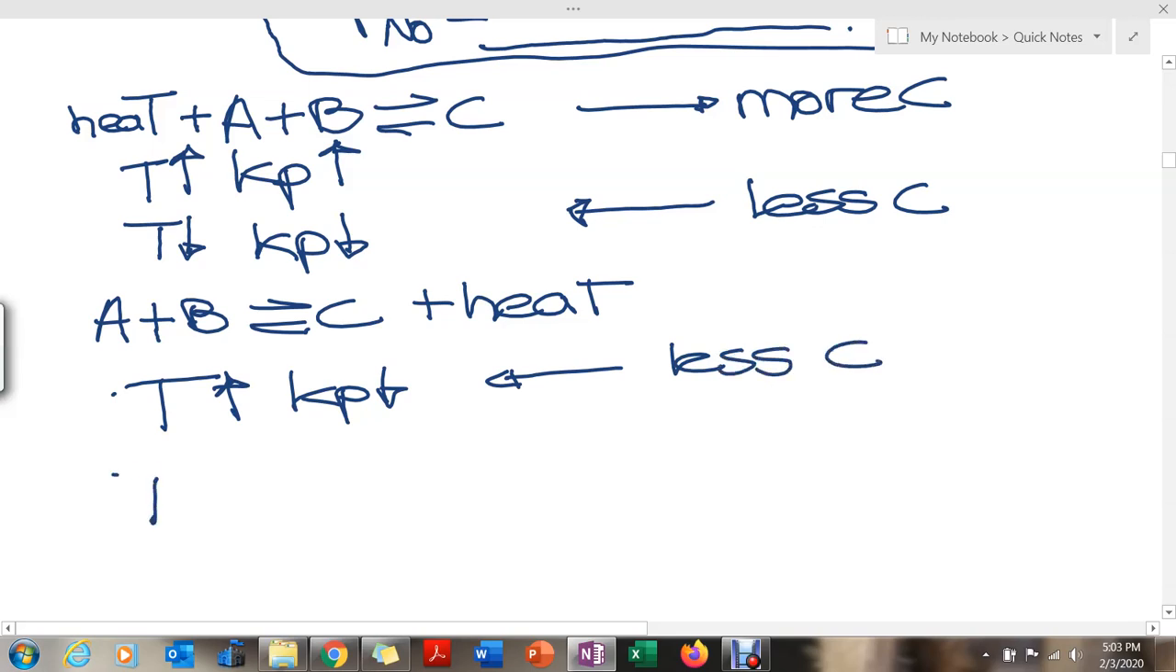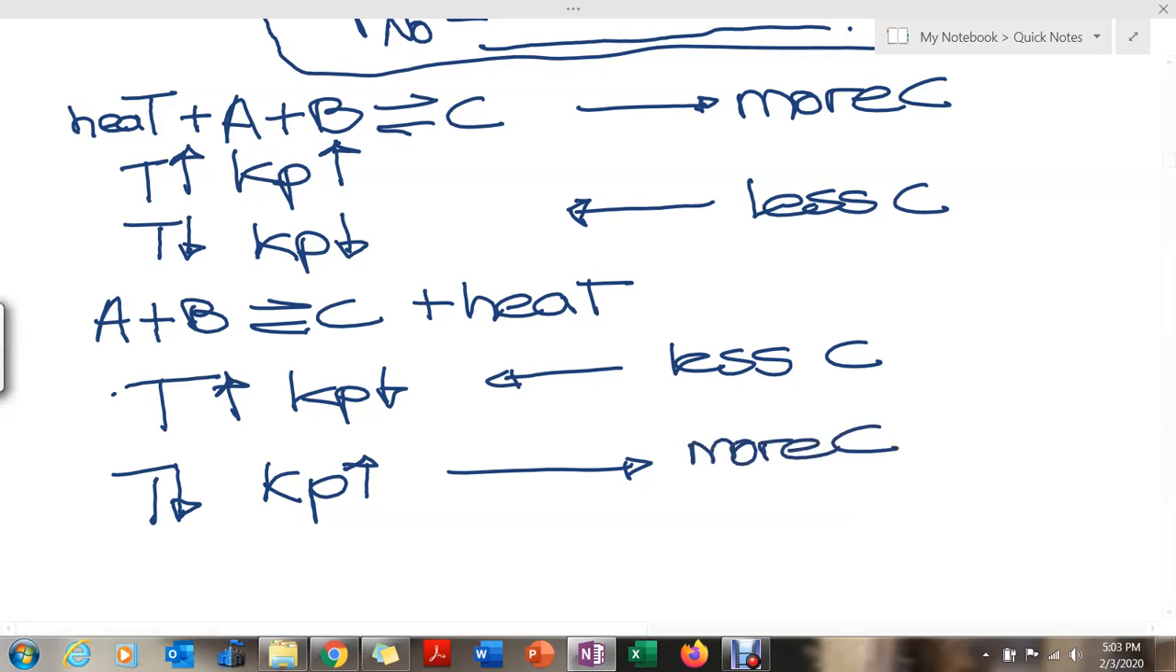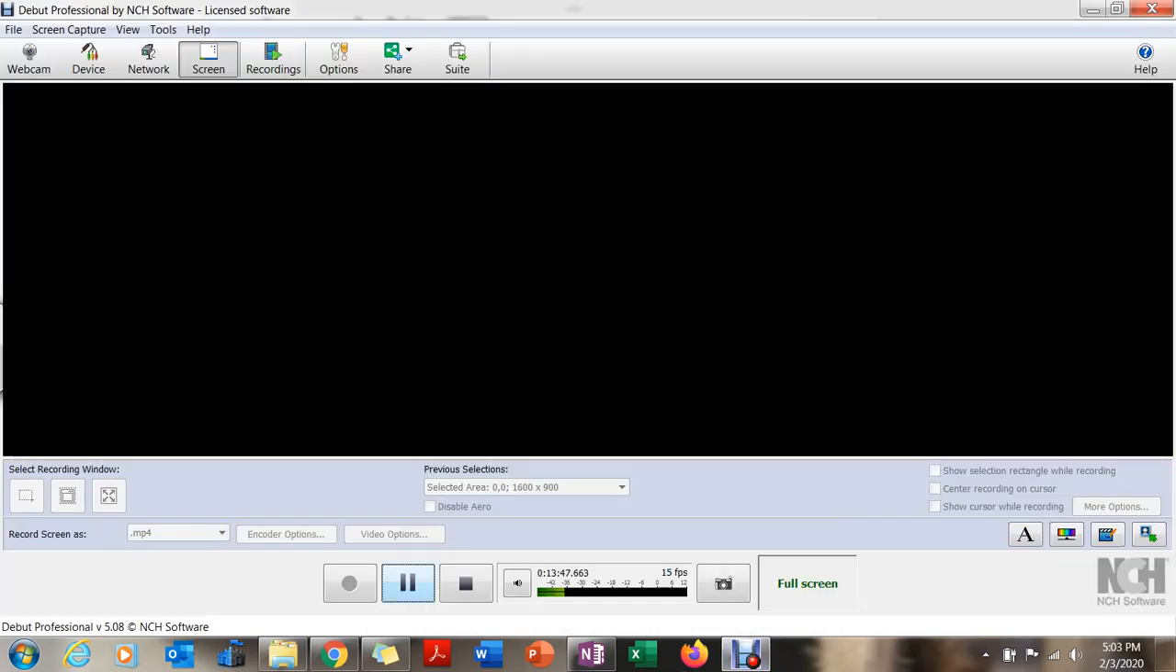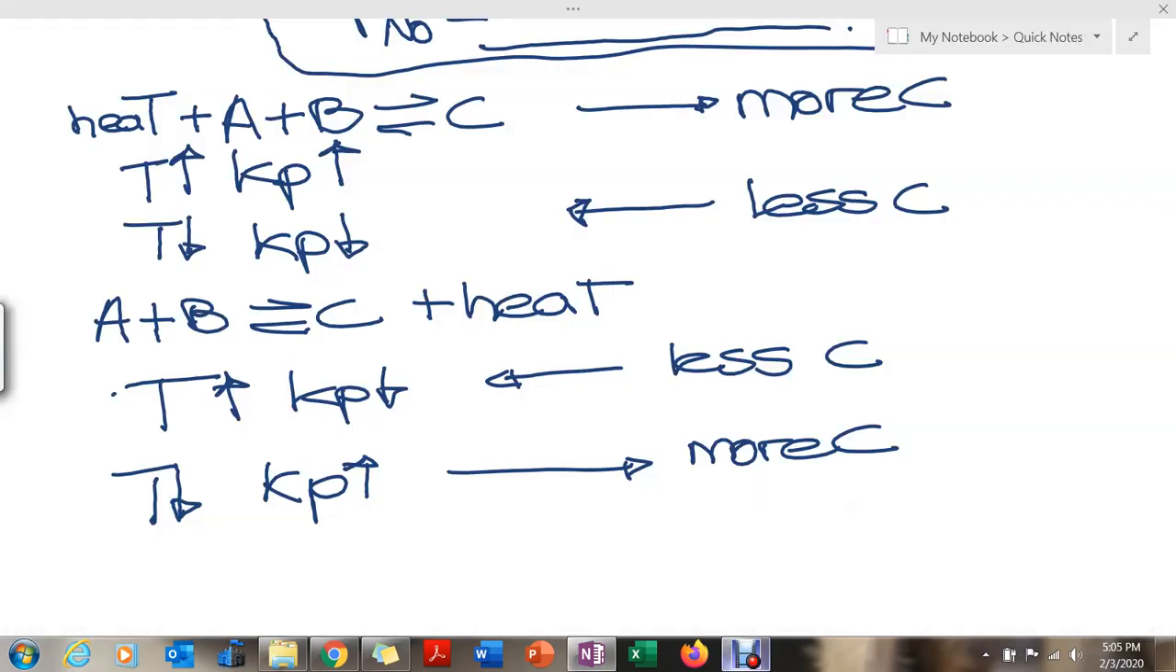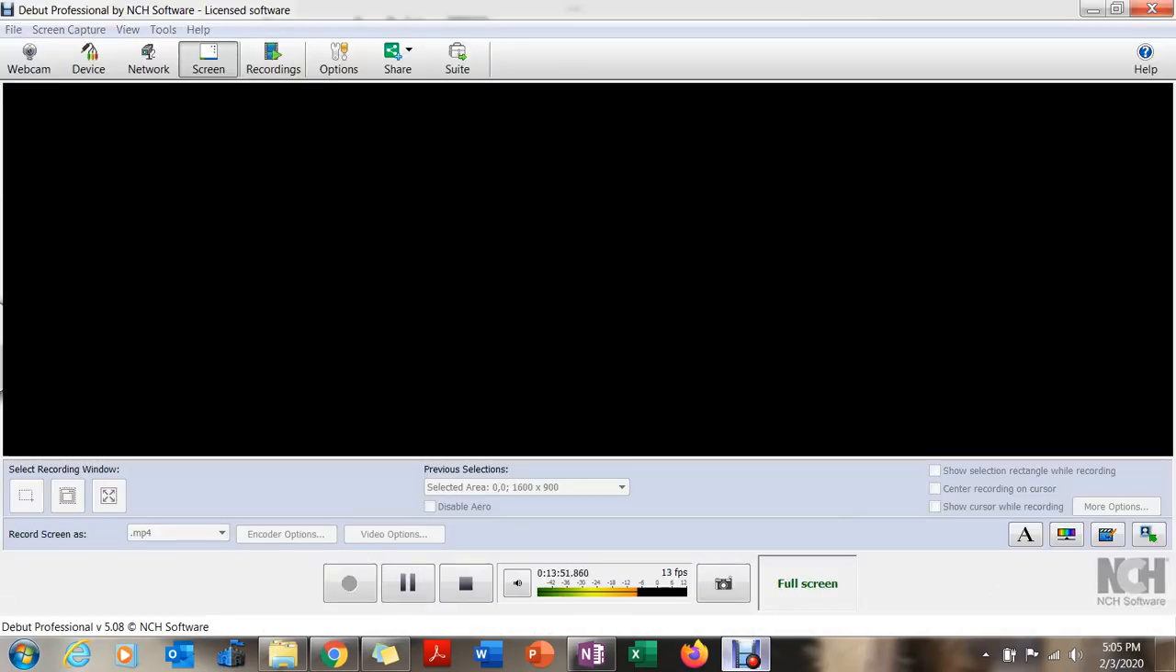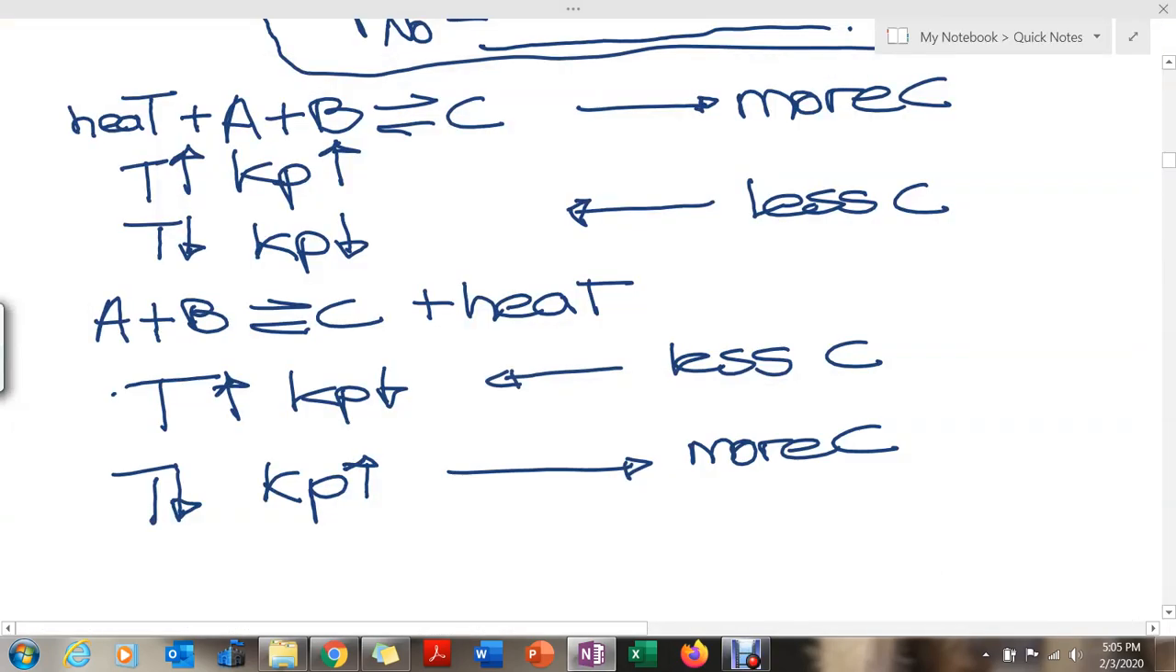Now, if the temperature decreases, what is going to happen with the Kp? If the temperature decreases, Kp is going to increase. Why? Because it's shifting to the right, producing more C. Let's check the volume again. Perfect. Okay, so now let's do the next problem.